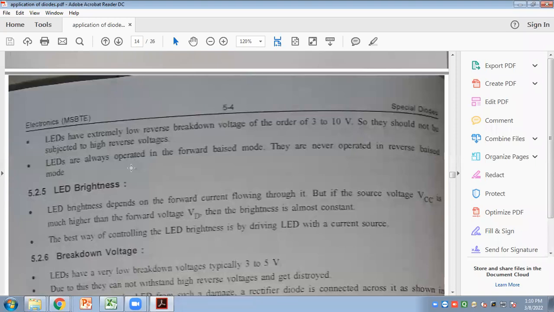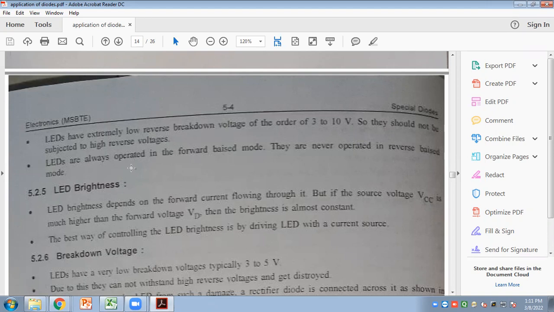So when the diode is reverse biased, it is not in the on condition. When the diode is not on, it means it is not able to produce light. So this is the main condition of the light emitting diode as compared to the PN junction diode. When it is in the forward bias condition, then and only then will it produce light. Otherwise, in reverse bias condition, the diode will not be able to produce light.